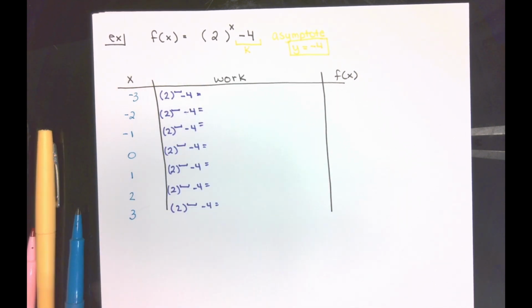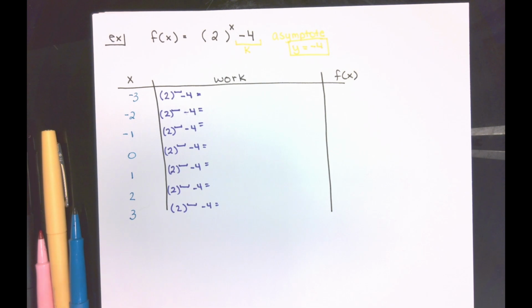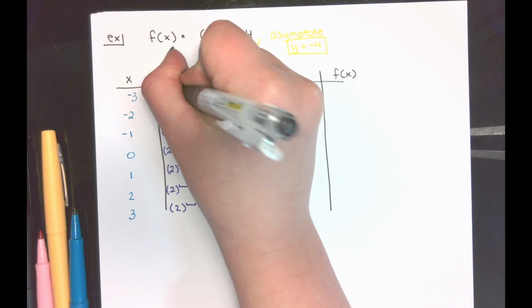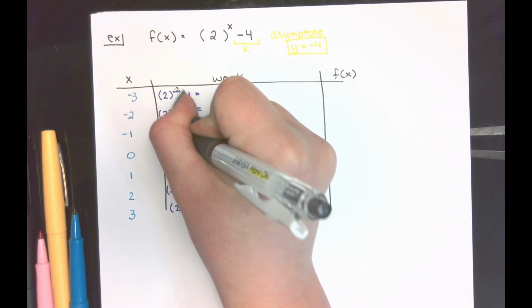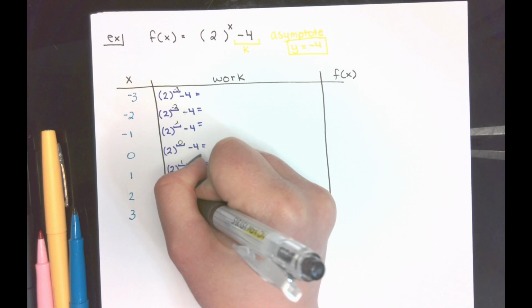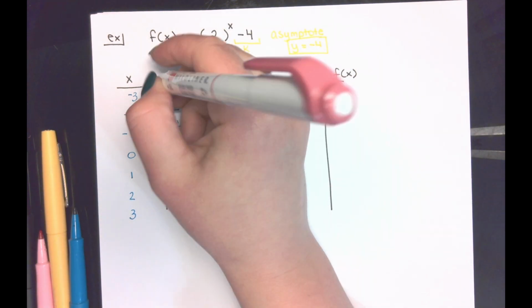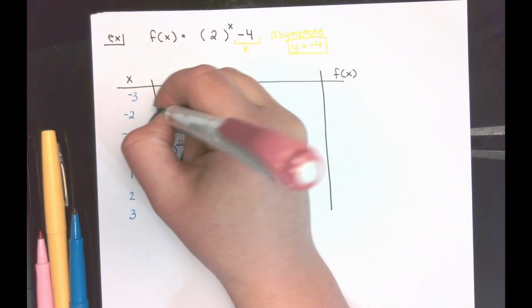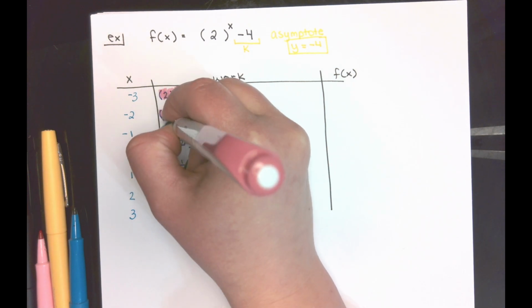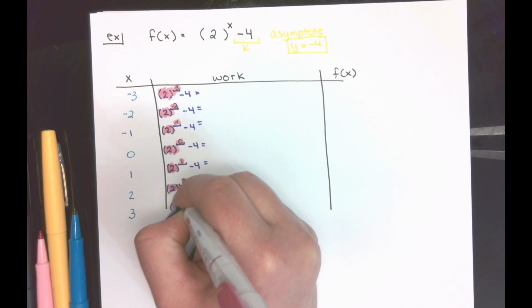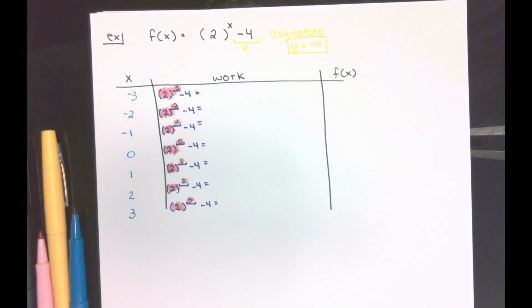Okay, so now we're going to take a look at our x values. Remember, these are our inputs. And I'm going to input -3 for x, -2 for x, -1, a 0, a 1, a 2, and a 3 for x. Next, I'm going to evaluate what each of these are. So I'm going to evaluate the base and the exponent. Notice I'm going to ignore that -4 first. I'm just going to do base and exponent first. And then after I get that value, then I will subtract by 4. So let's go ahead and start.